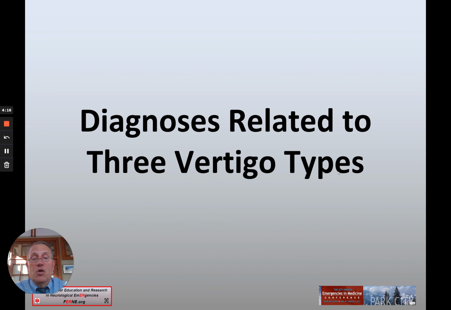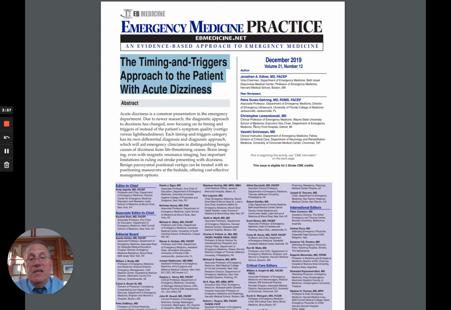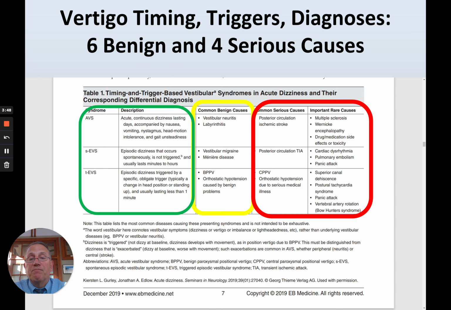FERNE.org. So we're going to talk about the 3 vertigo types and the related diagnoses to these 3 vertigo types. In doing so, you can be more clear in your diagnosis of vertigo. So this table focuses on vertigo timing, triggers, and whether or not the symptoms are current. This comes from a monograph published with EB Medicine in 2019 by Dr. Jonathan Edlow. This is a great monograph.